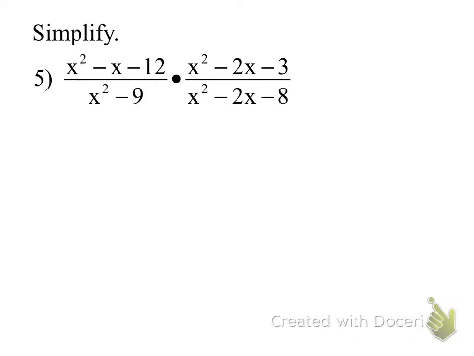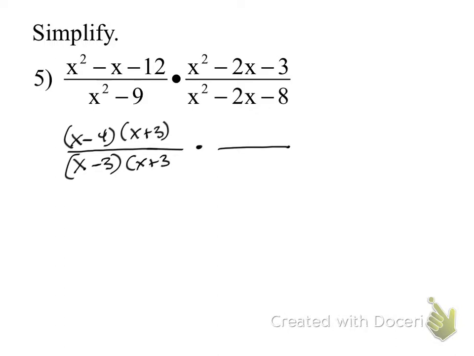Okay, so the first one, what does it factor to? Who can tell me what the top one factors to? Let's go with Angelina. X minus 4 times x plus 3 times x minus 3, over x minus 3 times x plus 3. Times, what does the next one break down to? X minus 3 times x plus 1. Okay, and then the denominator, keep going. X minus 4 times x plus 2. Good.